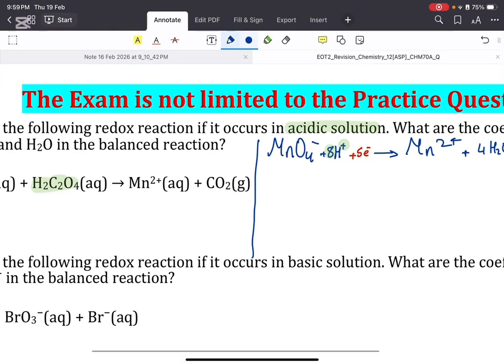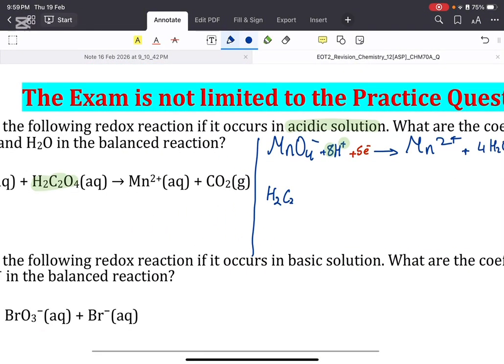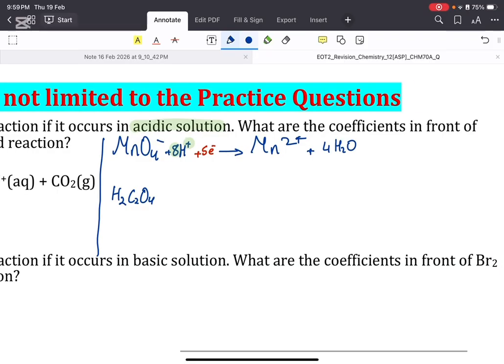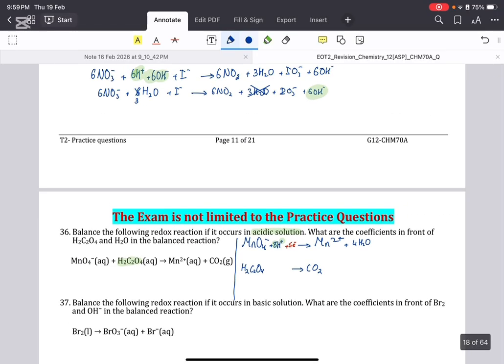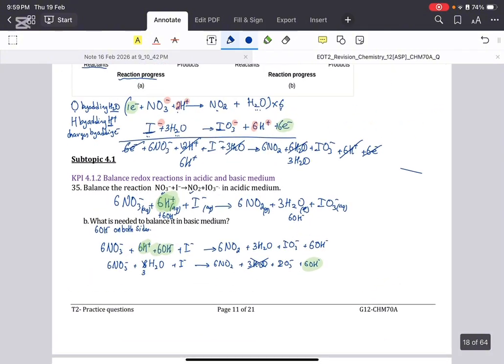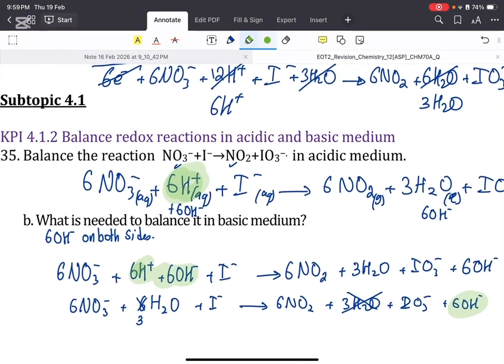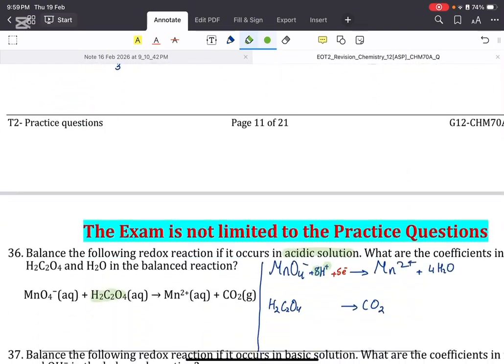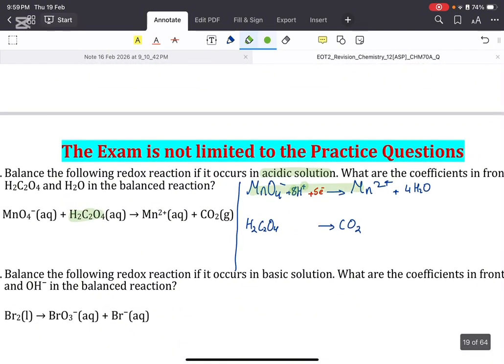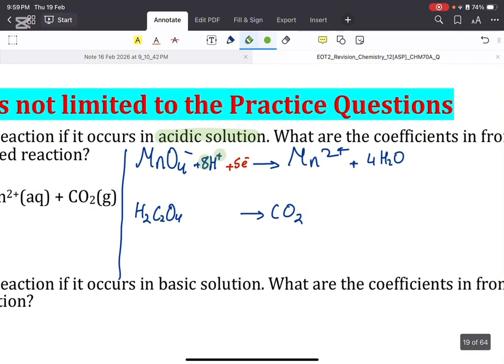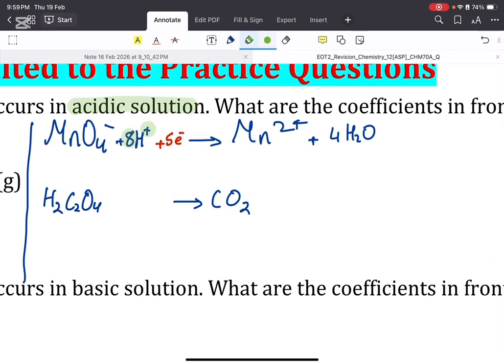The second half equation is H2C2O4 giving CO2. Now, of course, in every half reaction you write, one is always going to be reduction, the other one is going to be oxidation. Like in here, reduction, oxidation. Again here, in this one, this is reduction, so I expect the other one to be oxidation.